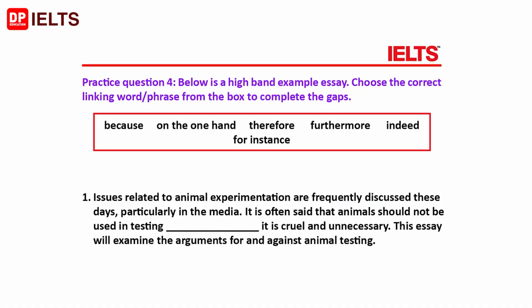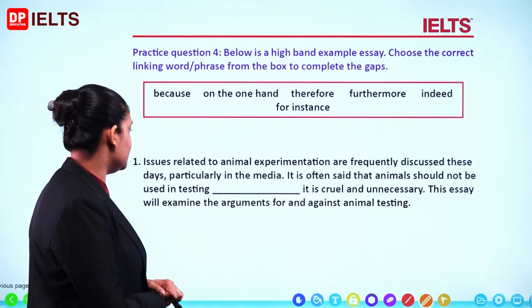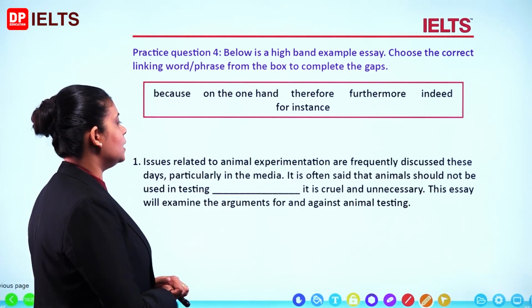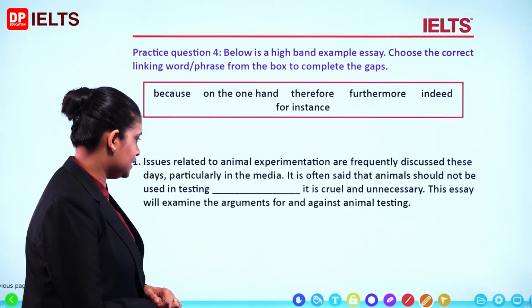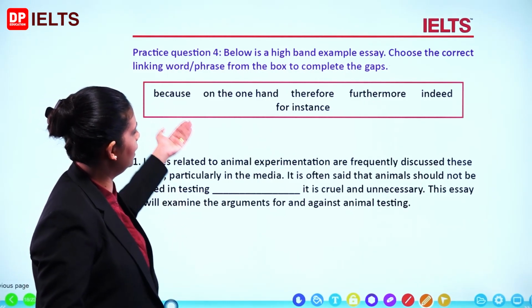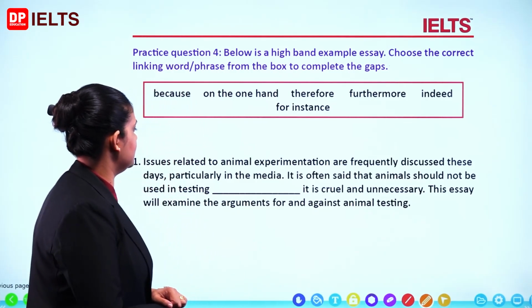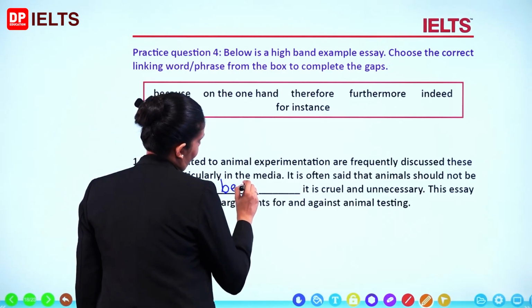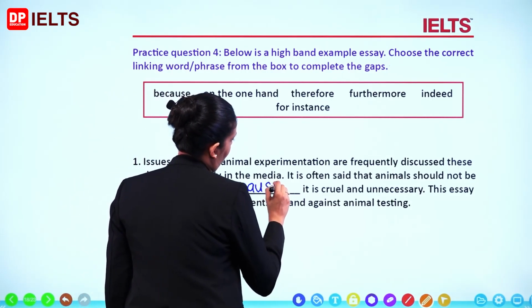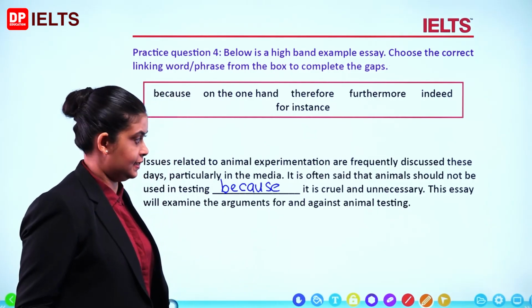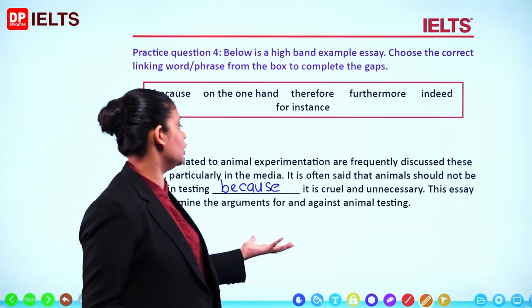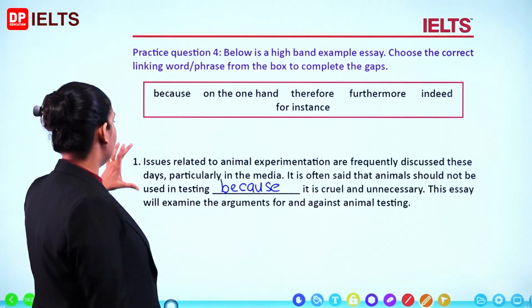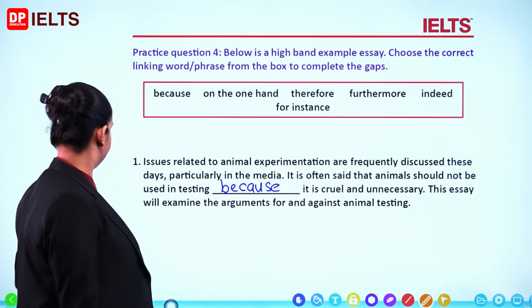Issues related to animal experimentation are frequently discussed these days, particularly in the media. It is often said that animals should not be used in testing because, on the other hand, therefore, furthermore, indeed, for instance. The reason is why? Because it is cruel and unnecessary, right? This essay will examine the arguments for and against animal testing. So this essay is about animal testing, and this was the introduction.